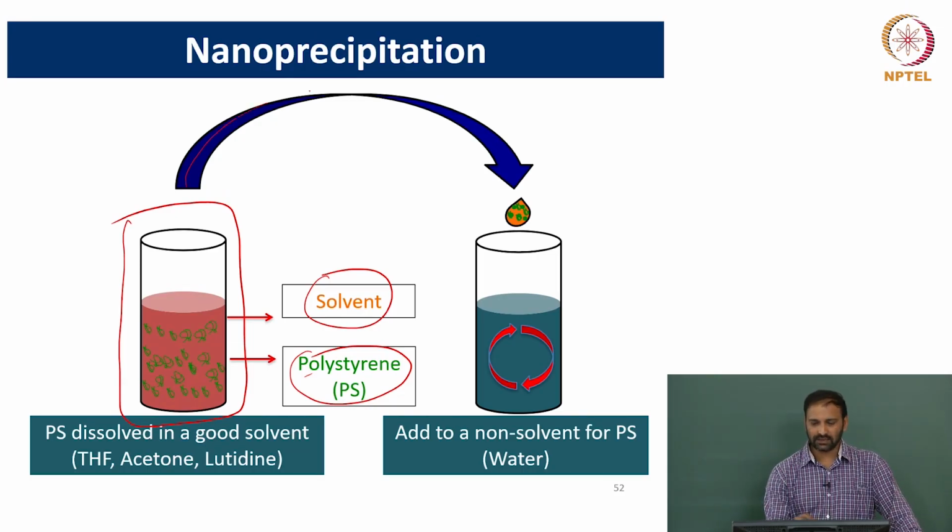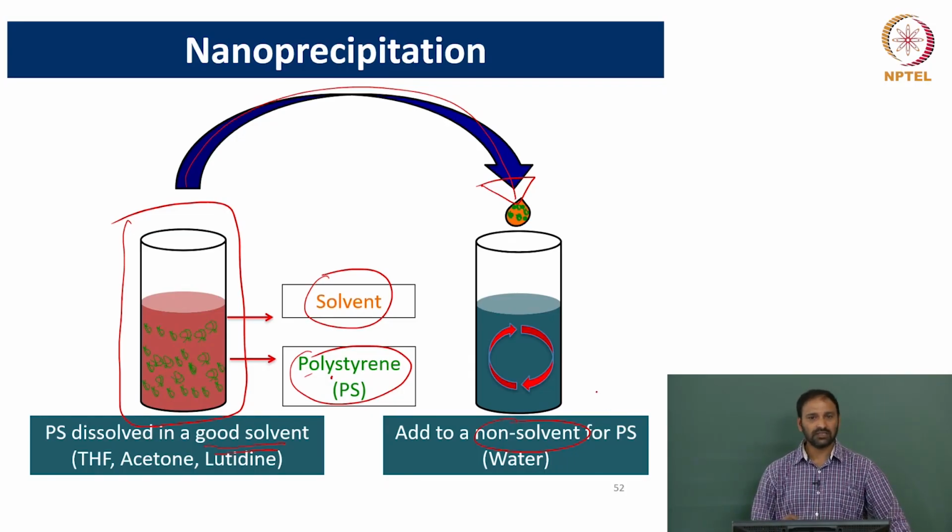Now what I do is I take this and add a drop of that into another container which has another solvent, another fluid, which is a non-solvent for the polymer. Initially the polymer is dissolved in what is called a good solvent. That means this is a solvent in which the polymer dissolves completely. I am able to get a homogeneous solution, and I take that solution and add it into a fluid. The fluid is a non-solvent for polystyrene. That means this polymer does not like to be in that solvent.